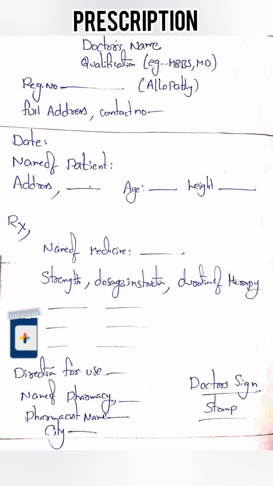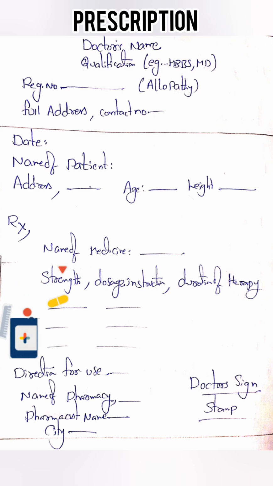At the head of the prescription, it mentions the doctor's name and qualification, for example MBBS, MD, like that. After that his registration number, and then full address and contact number need to be mentioned at the head of the prescription. Then the date, so fill the date properly, and the name of the patient and his information like address, age, weight, sex, like that need to be filled.